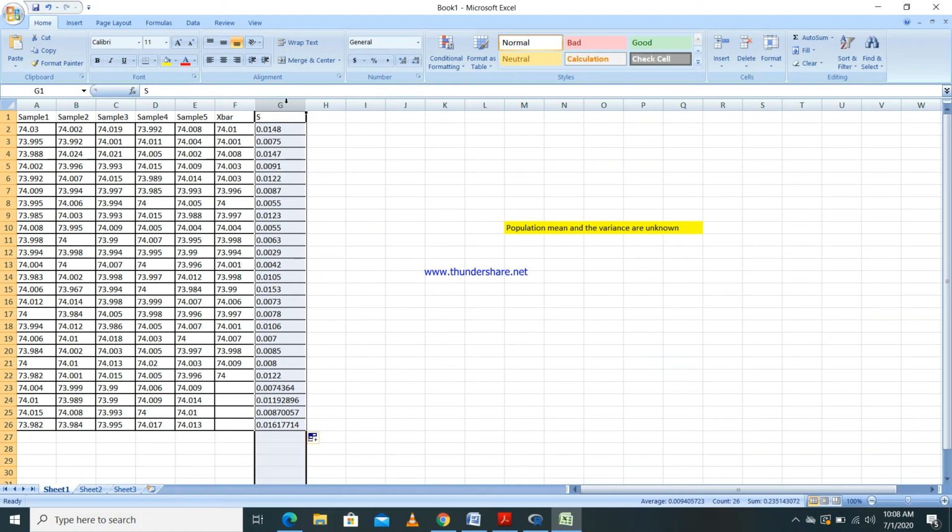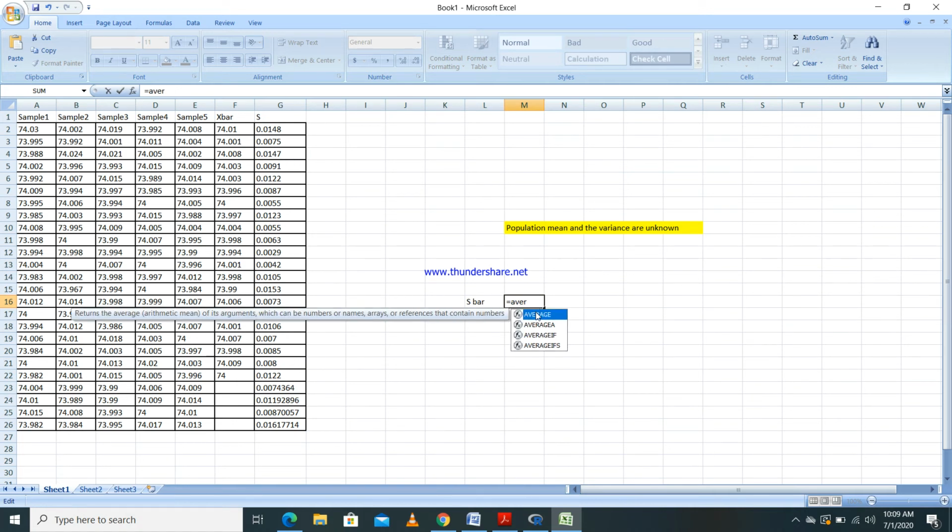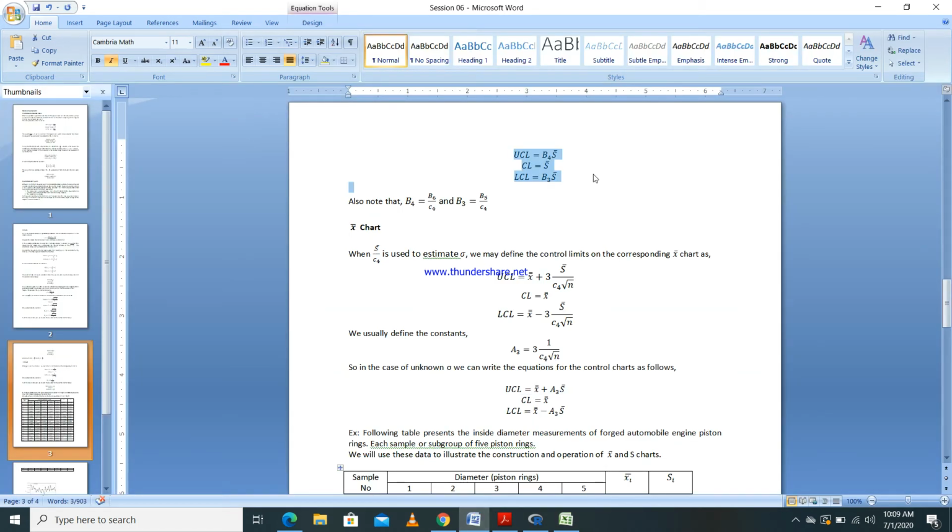You have 25 values, but we are interested in S bar, that is the mean value of the sample standard deviation values. Since we have the sample standard deviations, now I have to take the mean value of these 25. So I'm going to take the average value, so the S bar value is equal to 0.0094. Okay.